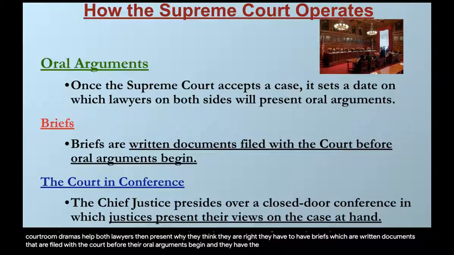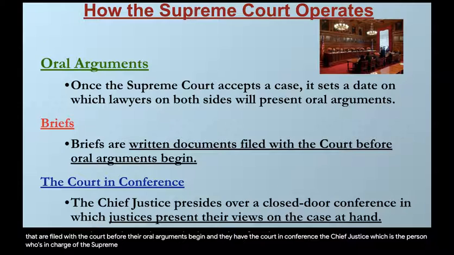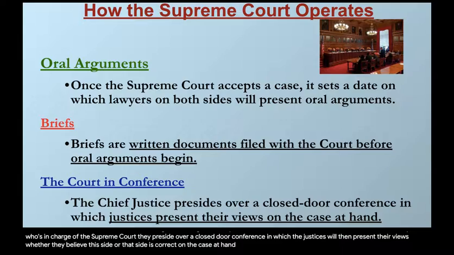And they have the court in conference. So the Chief Justice, which is the person who's in charge of the Supreme Court, presides over a closed door conference in which the justices will then present their views, whether they believe this side or that side is correct on the case at hand.